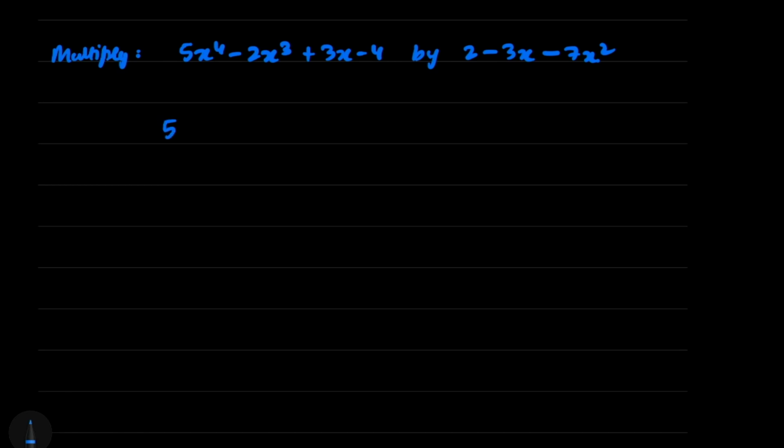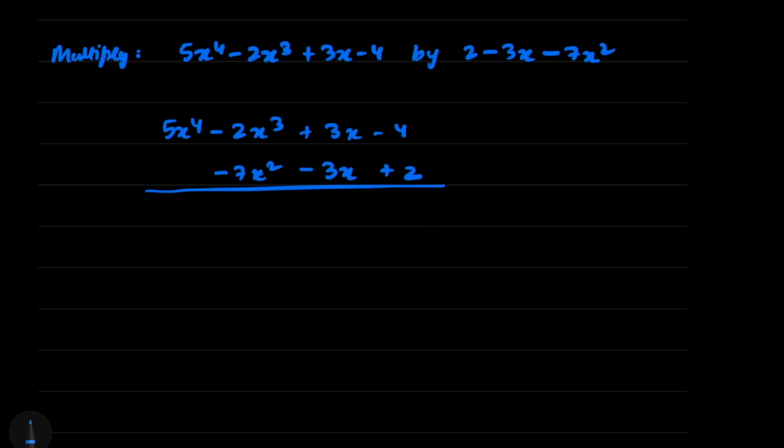So let's start. We have 5x to the power 4 minus 2x cubed plus 3x minus 4. We'll reverse the order for the next one. So we have minus 7x squared minus 3x plus 2. So we'll multiply these. Let's multiply each and every one of these.